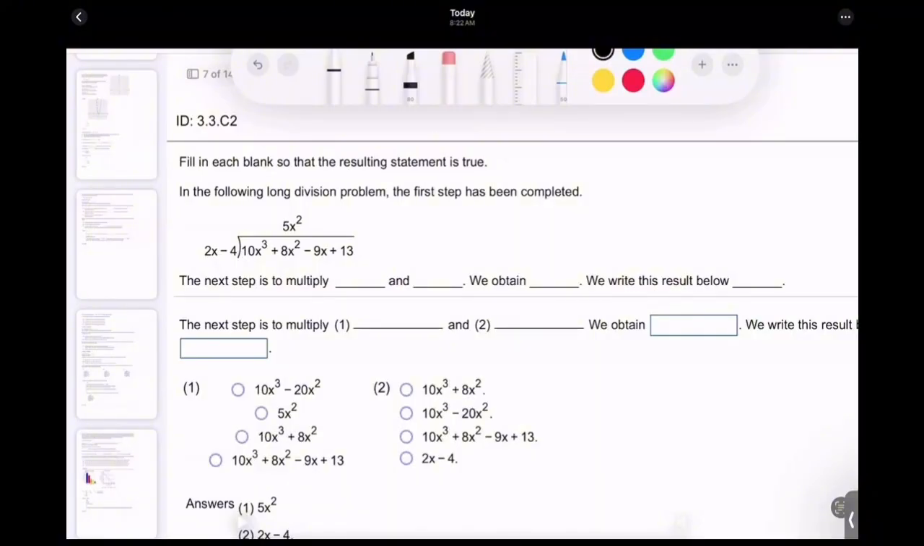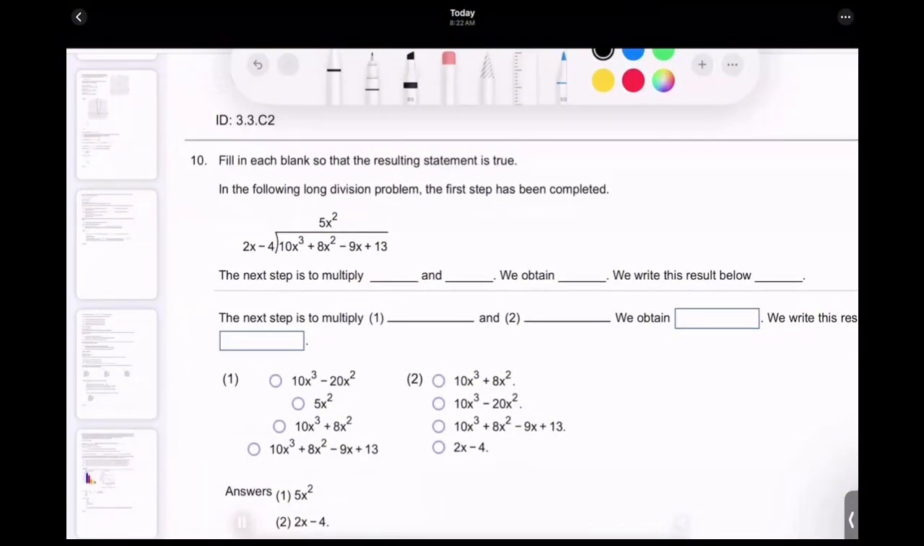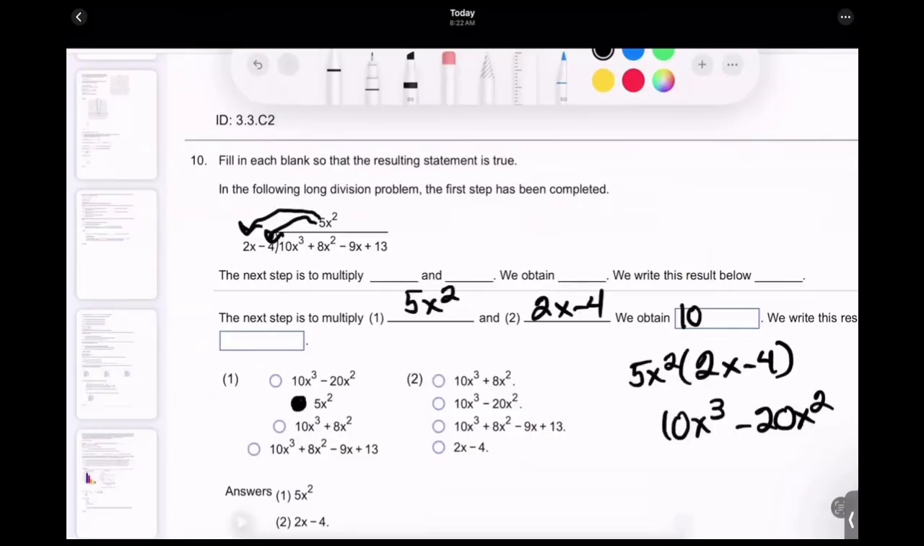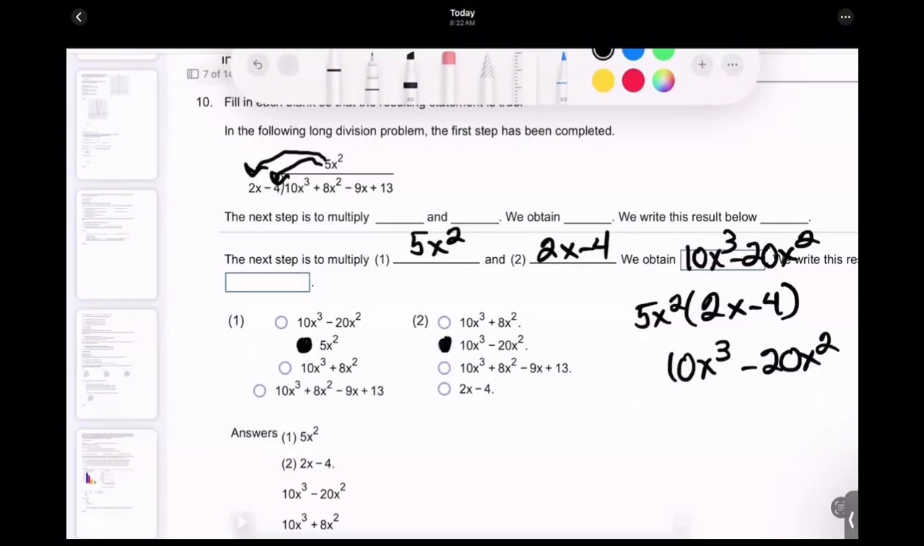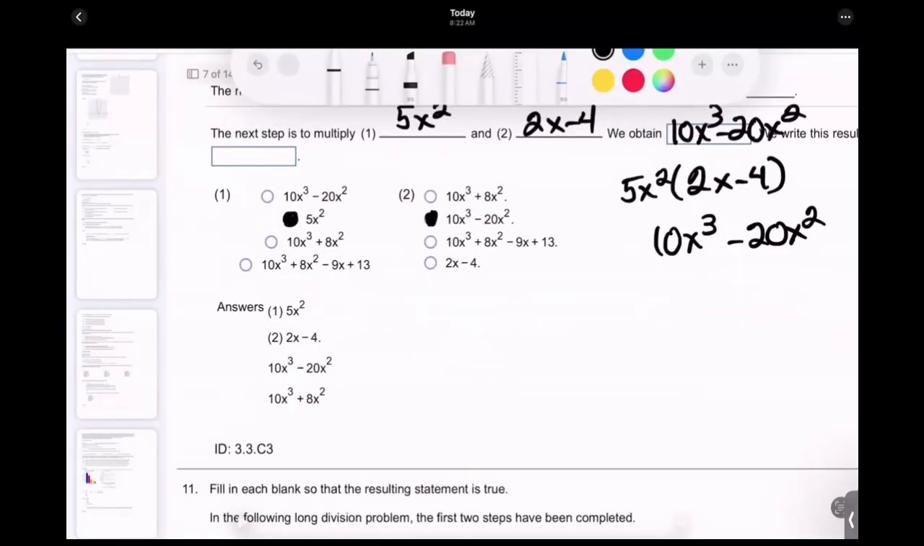So you take whatever your expression is on the top, you multiply that to whatever is on the left, okay? So you guys got that part? All right. And then what do you get when you multiply that? Whatever you get. So do you see what I got? You take whatever's on top, multiply it to whatever's on the left, and then you get your result. It's a new expression. So mine is 10x cubed minus 20x squared, okay? And then it's asking you what's the next step.